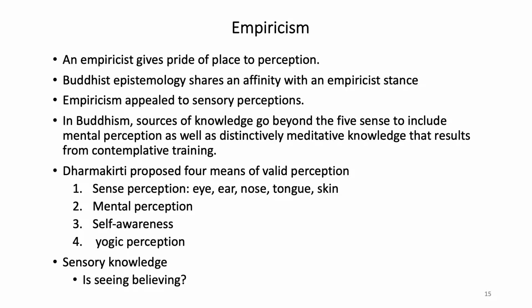Dharmakirti is one of Dignaga's commentators. Dharmakirti outlined four means of valid perception. What are those four means of valid perception? First, sense perception. So eyes, ears, nose, tongue, and skin belong to sense perception. The other valid perception is mental perception. The third valid perception is self-awareness. The last valid perception is yogic perception. These mental perception, self-awareness, and yogic perception have an important place to play in the Buddhist theory of knowledge.